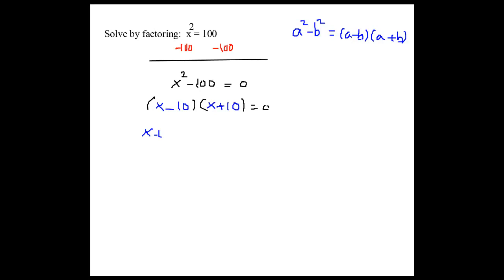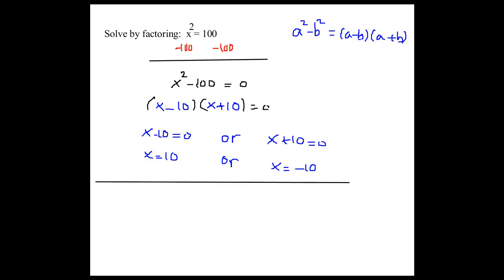Now you let each of these parentheses be equal to 0 and solve for x. So x equal to 10 if I add 10 to both sides of the equation, and x would be equal to minus 10 if I subtract 10 from both sides of the equation. Is there any other way we can solve this for x? Anyone know how to solve this differently?